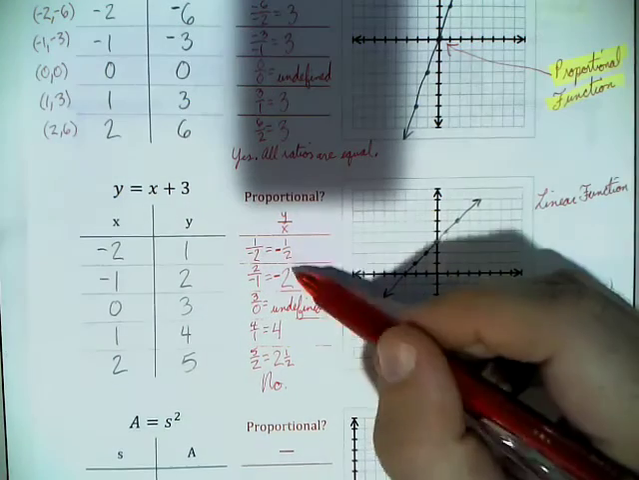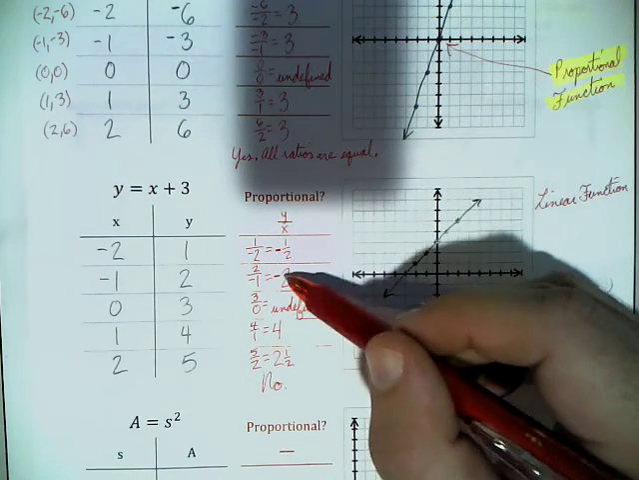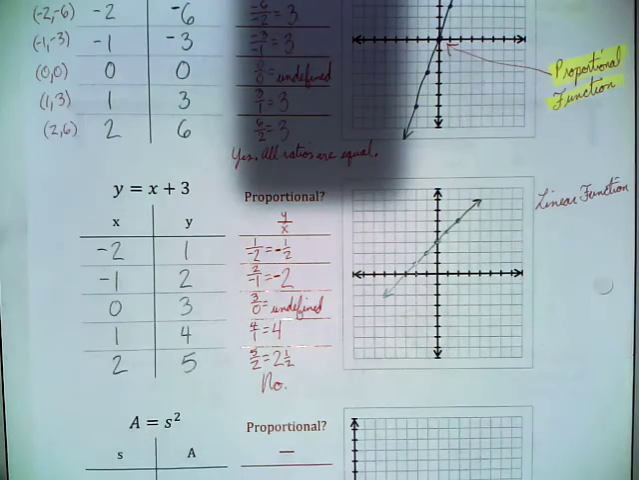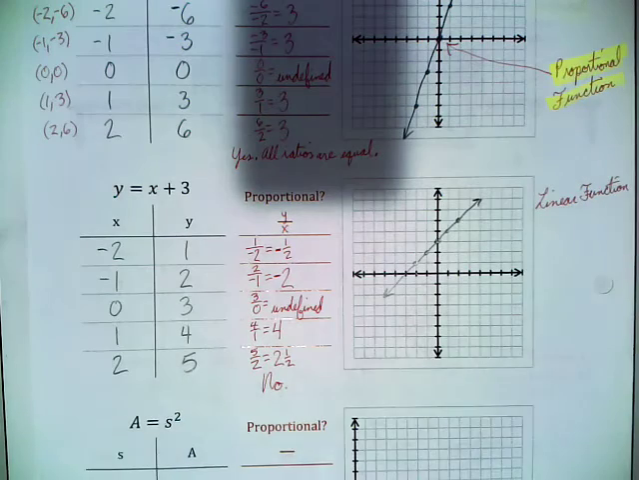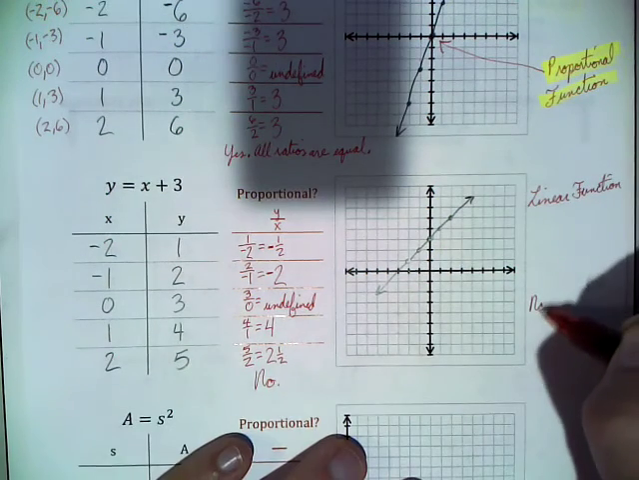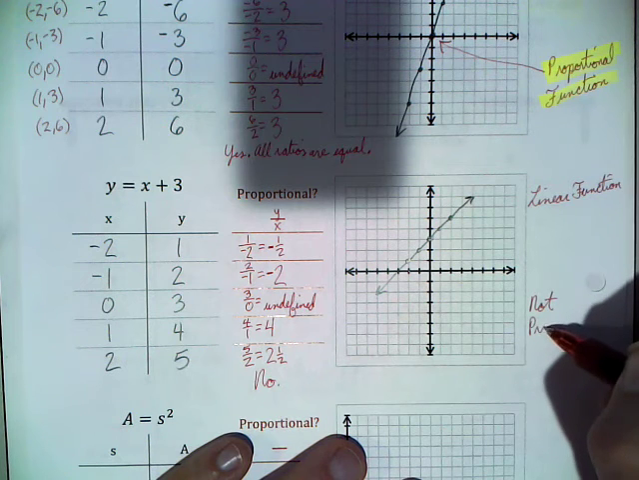So technically we could have stopped right here. The moment we saw that two of the ratios were not the same, we really could have stopped. I wanted to complete the chart just to have the chart done. But on the homework, once you have two that don't match, you know right away that this is not proportional.